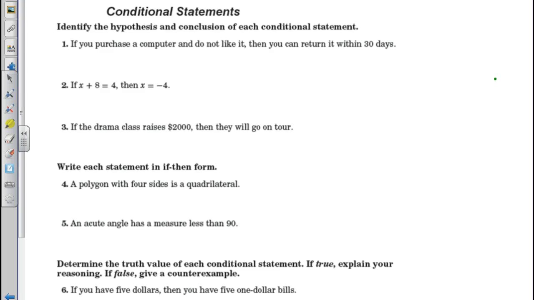All right, let's go. So, conditional statements. There will be two parts to a conditional statement. You'll see an if and a then. The stuff that comes after the if is called the hypothesis.